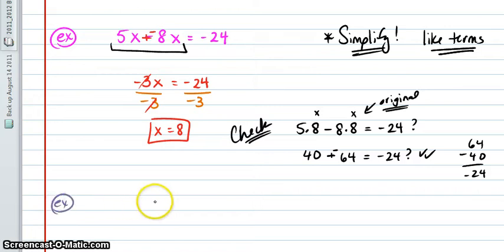I would like you to go ahead and try this one on your own first. Y over -2 equals -17 minus 9. Please hit pause and unpause when you're ready for the solution.